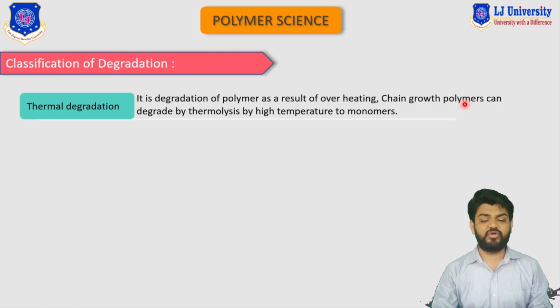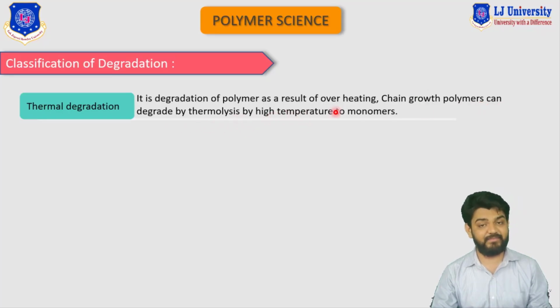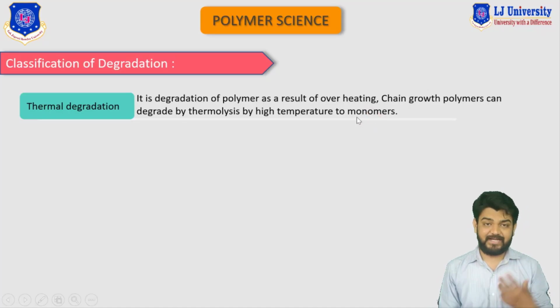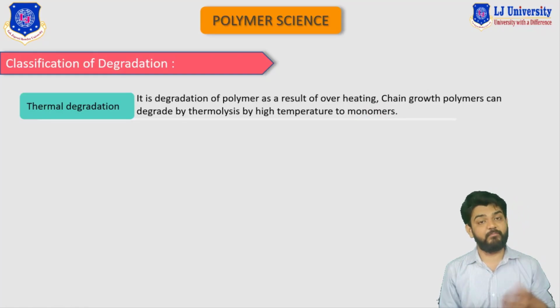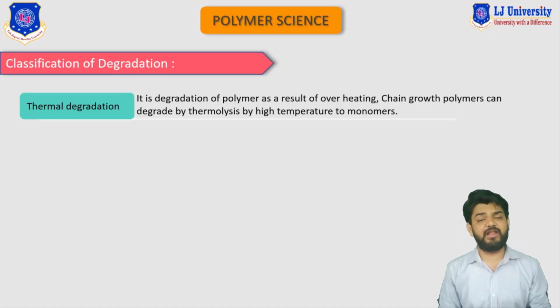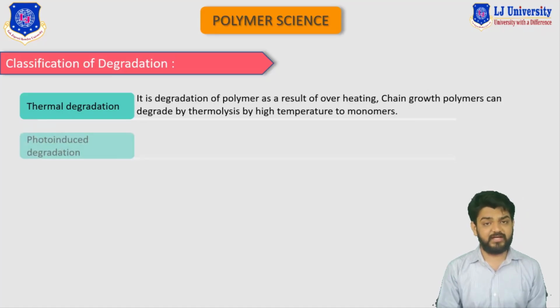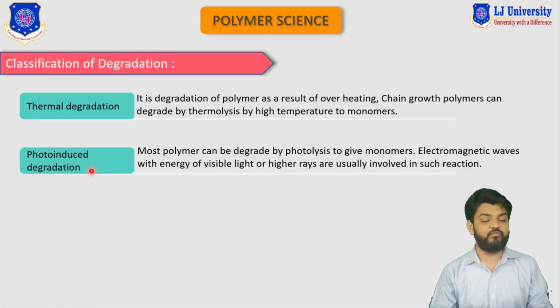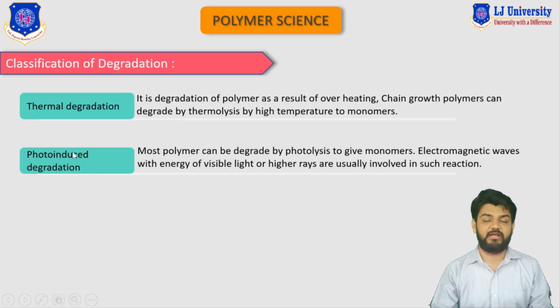Chain growth polymers can degrade by thermolysis, by high temperature, to the monomer. So polymers, particularly chain polymers, are more affected by this thermal degradation, and on the application of high temperature they will degrade and produce small monomers. Now if we discuss the further classification of this degradation process, then we have photo-induced degradation, right?